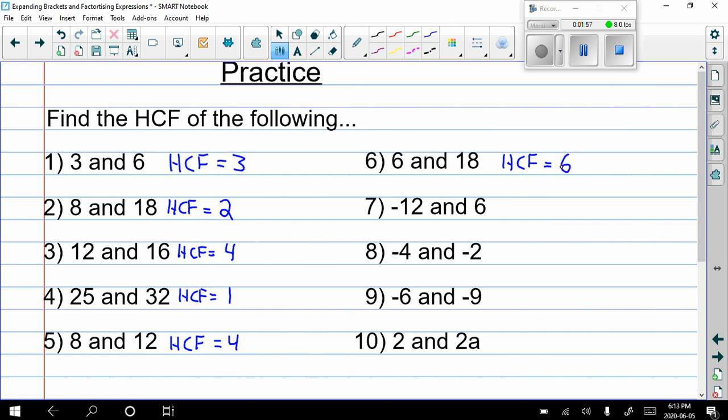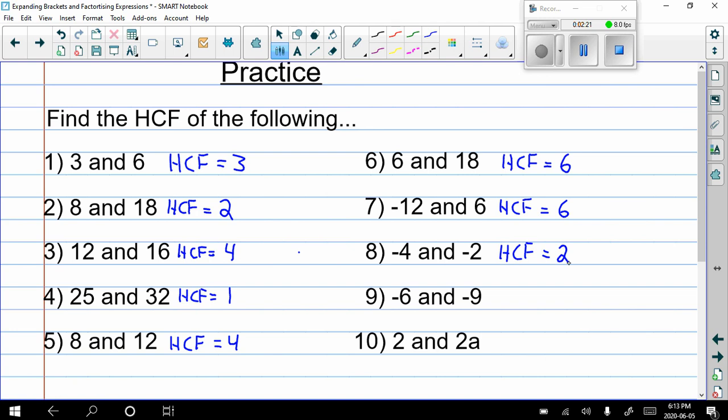The highest common factor, and I put in some negative numbers here just to see where you'd go with this. Again, we'll just take the positives. The highest common factor of 12 and 6 is simply 6. The highest common factor of 4 and negative 4 and negative 2 is still going to be just 2. We'll use the fact of taking out a negative when we get to our next part.